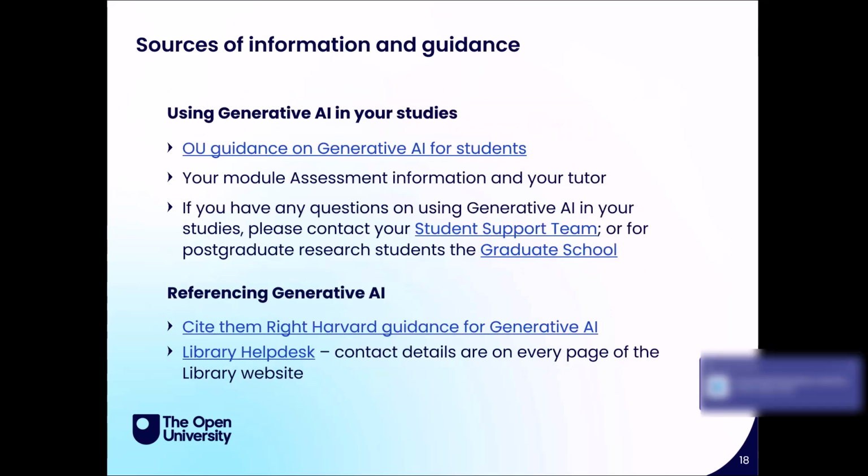There are a number of different places to go to for help. You can use the OU guidance on generative AI for students. You can check your module assessment information and ask your tutor. You can also contact your student support team, or if you're a postgraduate research student, the graduate school.